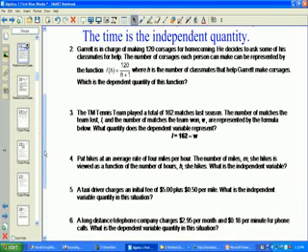He decides to ask some of his classmates for help. The number of corsages each person can make can be represented by the function f of h is equal to 120 divided by h plus 1, where h is the number of classmates that can help Gary make corsages. Which is a dependent quantity of this function? Once again, quantity is in there, and quantity is how many.